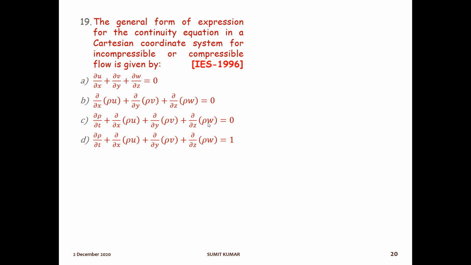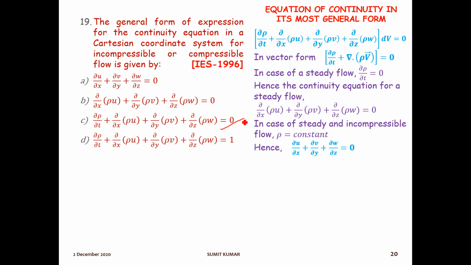Here it is asking about the general form of the continuity equation. So what was the general form of the continuity equation? Just remind yourself. Option C is the correct answer. This was the equation of continuity in its most general form. For a steady flow, the time term becomes 0, and for incompressible flow the equation of continuity becomes simpler. But if it is asking about the general form, then the equation of continuity is: del rho by del t plus del x of rho u plus del y of rho v plus del z of rho w equal to 0.